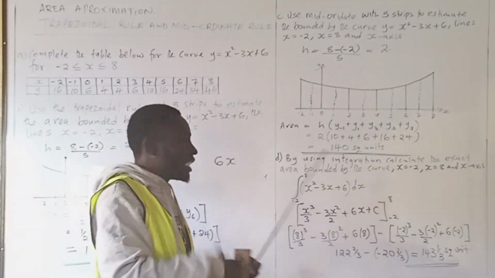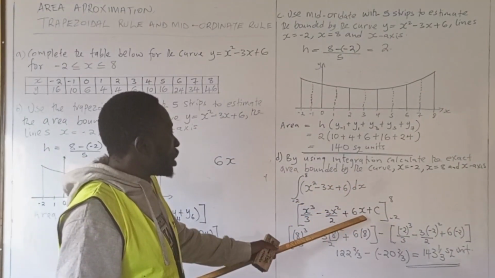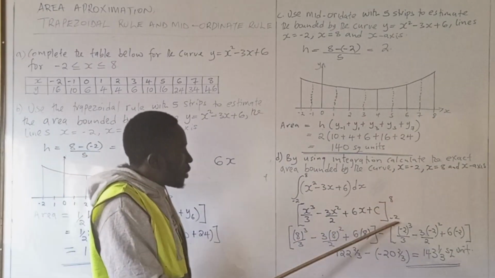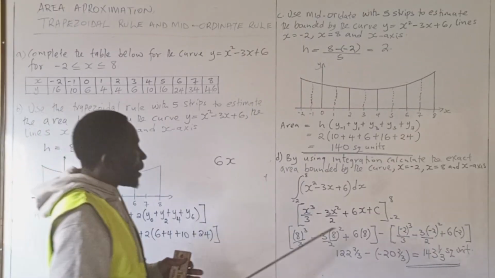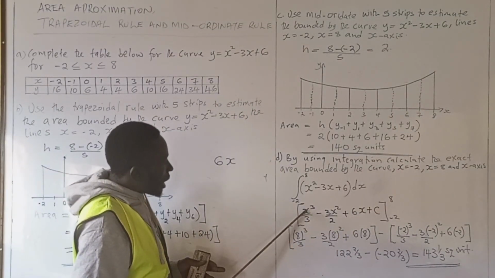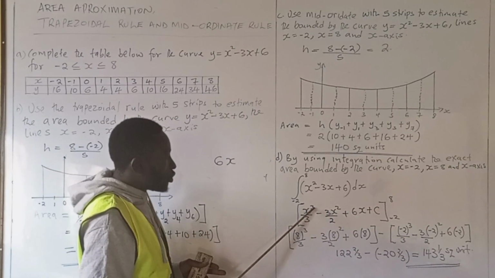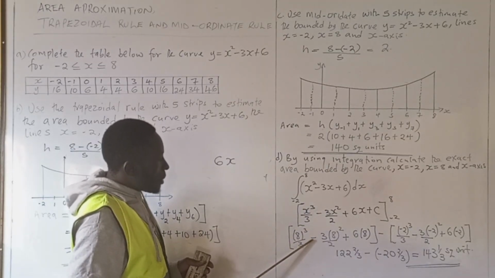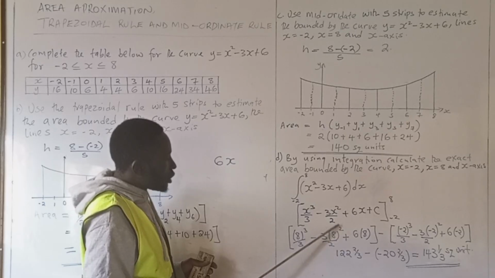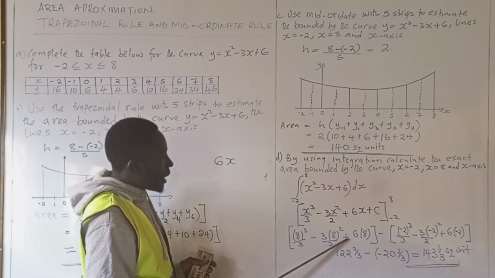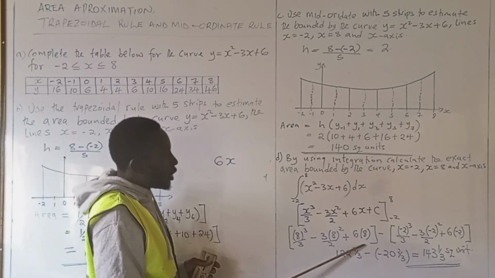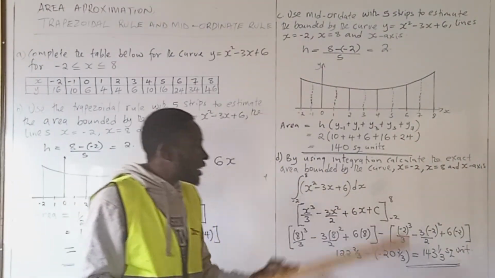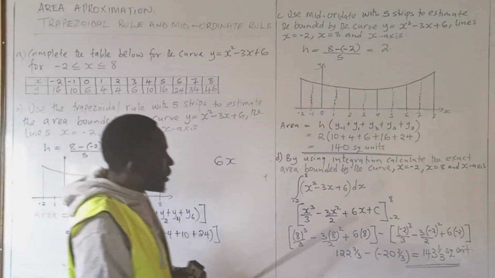C ensures that there is continuation of the integration. We don't know the value that was there. And then you bracket, you get the upper value and the lower value. Then you just replace. For the upper value, where there is x, you put 8. So it will be 8 cubed over 3 minus 3 into 8 squared over 2 plus 6 into 8. C will disappear automatically because we will be doing subtraction, so you can just ignore that C at that point.